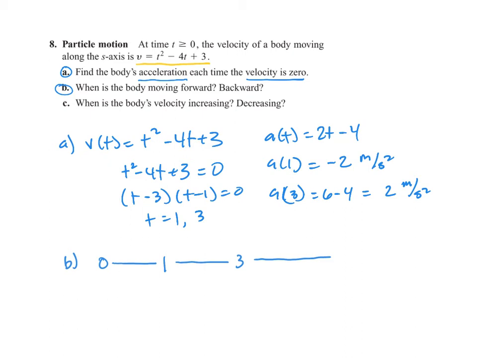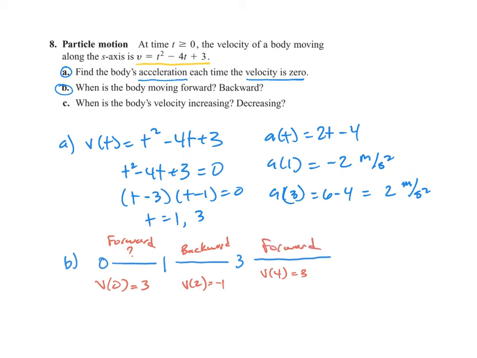Usually what we do is just compute the velocity in each section. I can do that by just plugging in 0. V of 0 happens to be 3. So that means that my velocity is positive, so I'm moving forward over here. In between 1 and 3, I can compute v of 2 and see which direction I'm going. V of 2 is 4 minus 8 plus 3. That's a negative 1. That means I'm moving backwards because that thing is negative. And if I want to find out what happens after 3, I could compute v of 4 or v of 5 or v of 6 or whatever. When you plug a 4 in, that's 16 minus 16 plus 3. That's 3. That's positive, so this is forward again.